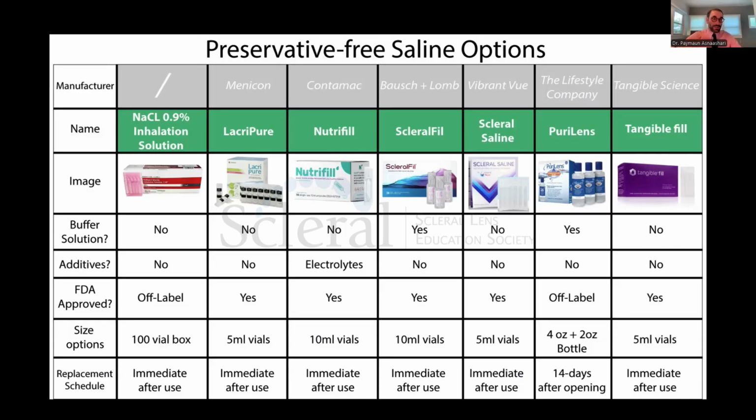It summarizes the different manufacturers, their trade names, their images of what they look like, and whether some of them have buffer solutions, additives, whether some are actually FDA approved for scleral lenses. You might be surprised that some of them may not have that FDA approval. And then also we'll go over different size options. And then the last thing is just knowing the replacement schedule for them. So I think this is a great summary to have in your office, and you can print this or keep it in a digital format. And hopefully this will be valuable to you.